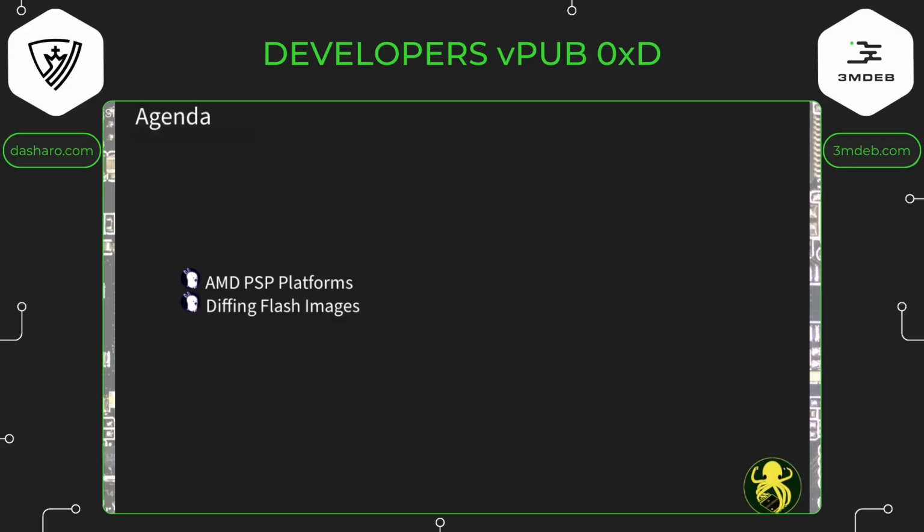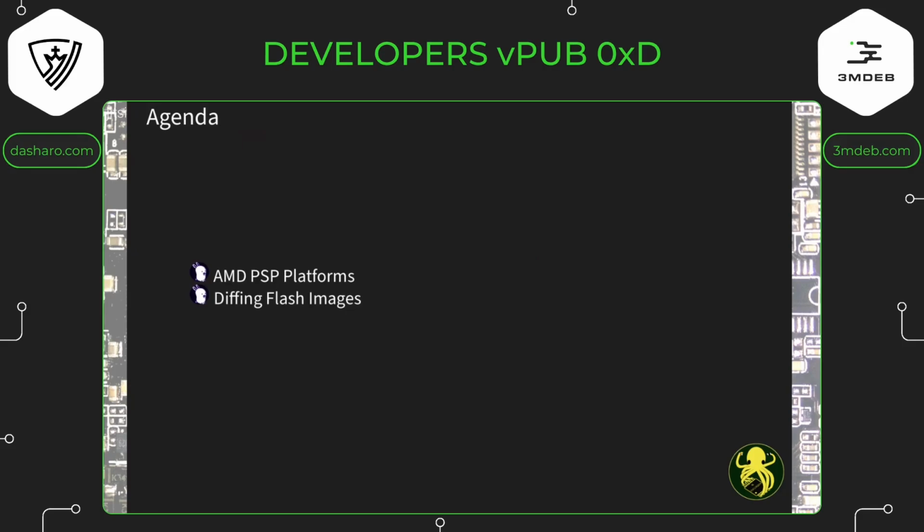And here's the quick agenda. It's really just two points, because the format is rather short, so we will have more time for discussion. I will briefly recap what AMD PSP platforms look like, or now you could call them ASP platforms, whatever. We don't care too much right now.